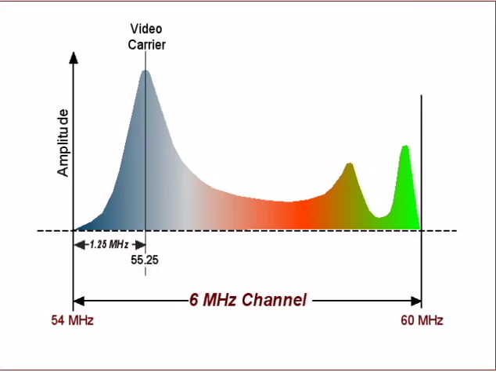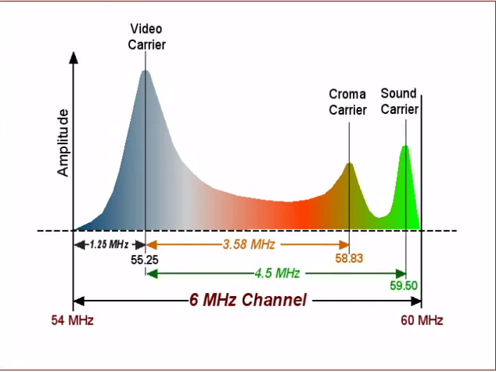An NTSC television signal is actually made up of 3 separate signals combined into one channel. A video carrier 1.25 MHz above the lower edge of the channel. This carries the brightness or luminance information in the picture and defines the detail in the picture. A color or chrominance carrier 3.58 MHz above the video carrier that defines the hue and saturation of the picture. And an FM monaural or stereo audio carrier 4.5 MHz above the video carrier.